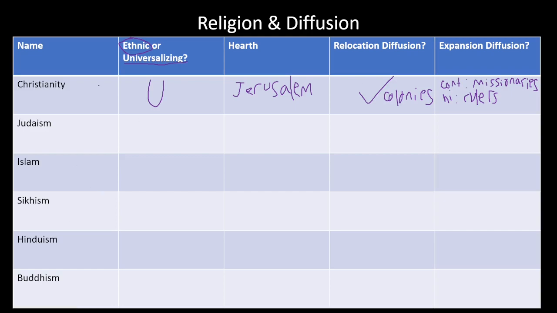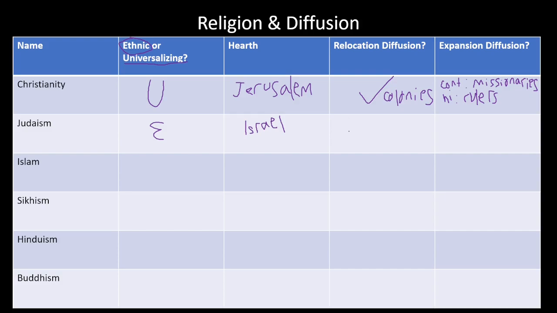What about Judaism? Is it ethnic or universalizing? Well, think about this. How far has it spread from its hearth? Not that far. It's primarily in Israel right now. And when it did diffuse, it diffused to Europe, which is still kind of close to its hearth. Do we see it really dominating any other country in the world? No. What do you think? It's going to be ethnic. Now, where is its hearth? So it's in present-day Israel.